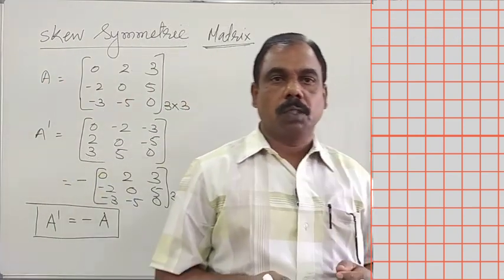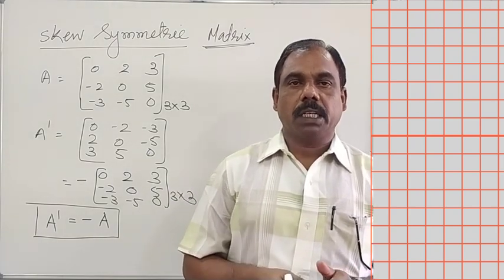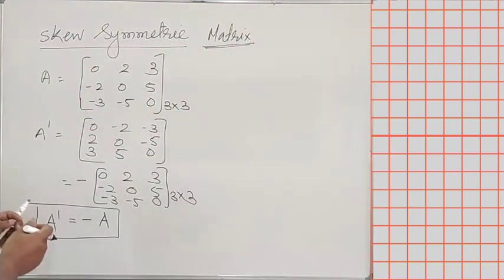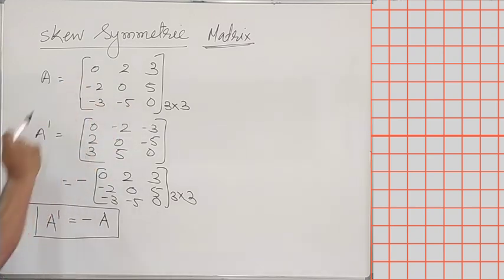So what do we mean by a skew symmetric matrix? If A transpose is equal to minus A, we call it a skew symmetric matrix. One more property you can see in this skew symmetric matrix is that the principal diagonal elements are 0.